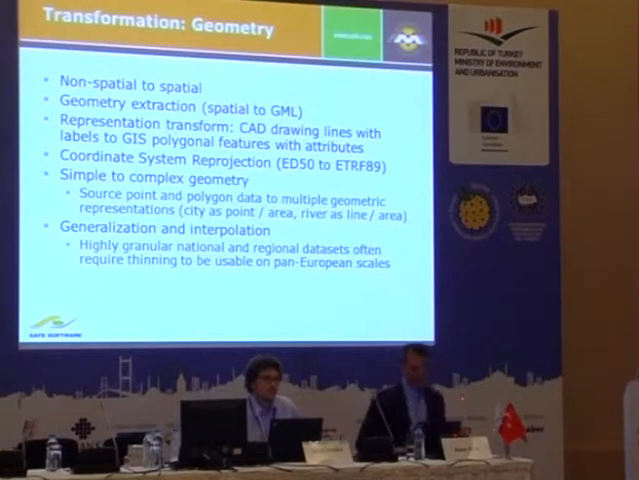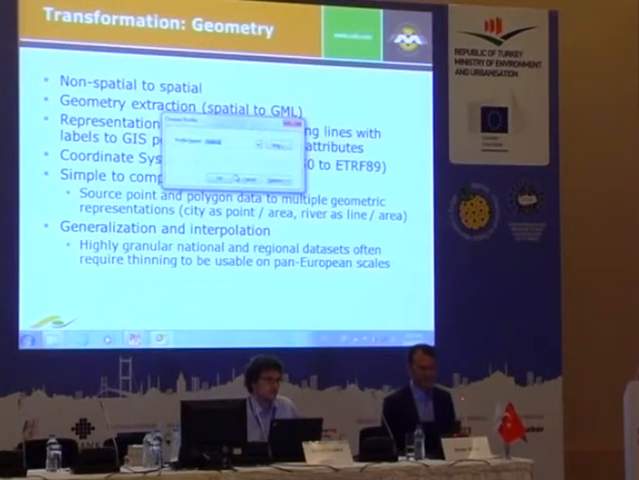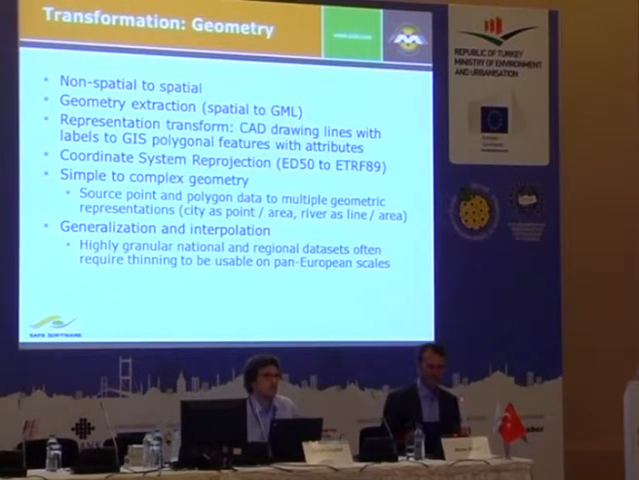So I mentioned, we've already talked about translation. A few more words about transformation. As I said, we can go from non-spatial to spatial. We can do geometry extraction, so take spatial data and then extract it as GML, for example. We can transform the different representations, so CAD to GIS. We can do spatial reference transformation, so between coordinate systems, and also building complex geometry.